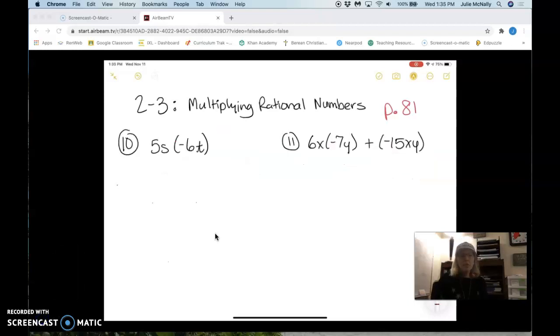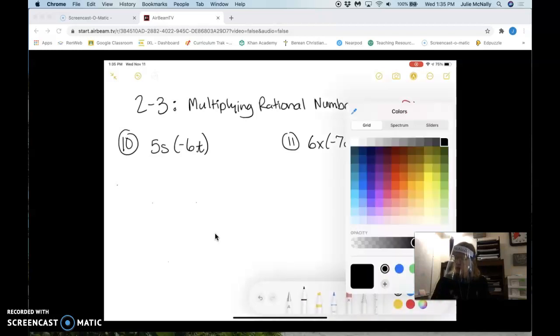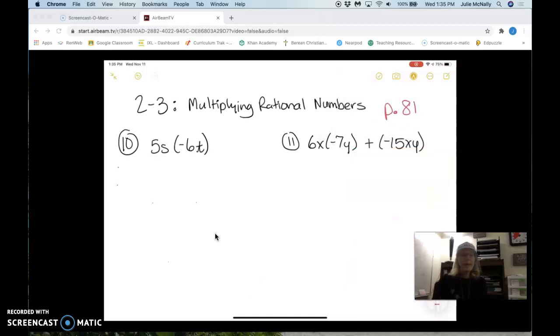Okay, for this section, it says simplify each expression. So we are going to look at what they're asking us to do and then just simplify it. So number 10 has 5s times negative 6t. When I am multiplying variables like this, I'm going to multiply the numbers together. So what is 5 times negative 6? Negative 30. Excellent. And then the letters I'm just going to write next to each other in ABC order. And I use a cursive T so it doesn't look like a plus sign. All right, that's all there is to it. Multiply the numbers, then write the letters next to each other.